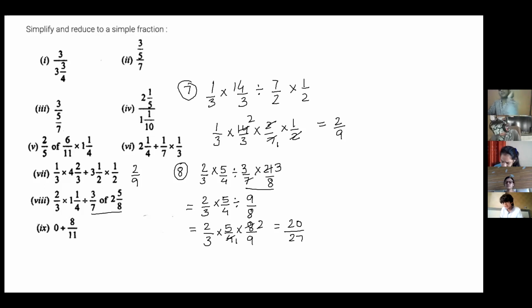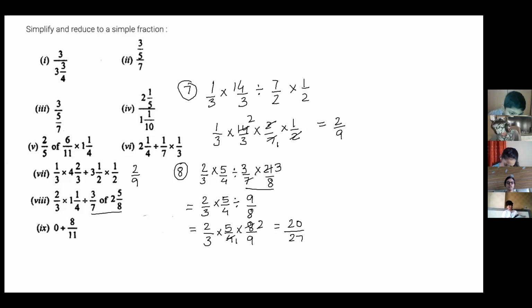Ma'am, 20 upon 27, ma'am. Yes, 20 by 27. Correct answer. Ma'am, last one will be 0 only, no? Yes, last answer is 0 because 0 divided by 8 by 11, or you can do 0 into 11 by 8. So anything multiplied by 0 is 0. So the answer is 0. Ninth question, answer is 0.